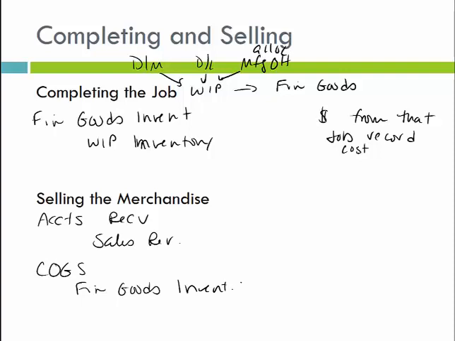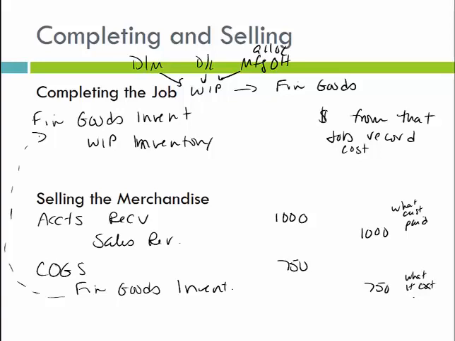I know it's probably been a while, but if you remember, these two were not the same amount, right? So let's say we sold it for $1,000. That's what we charged the customer. But what it cost us was $750. This is the number that would come from up here. So we put it into finished goods here, and then the difference is the markup. So this is what the customer paid, and then the $750 is what it cost us to produce it. Okay, so those are the last 2 steps of the job, and I don't think there's anything too crazy there.